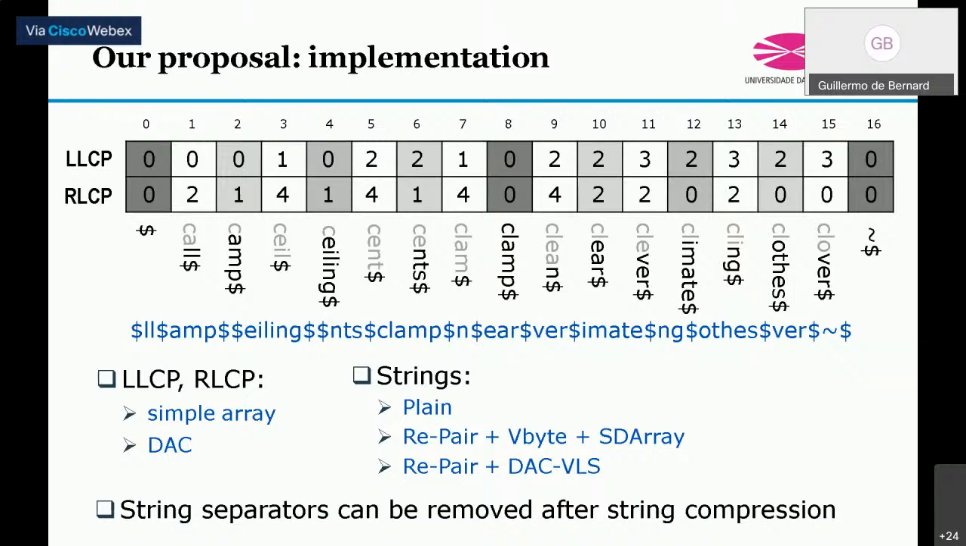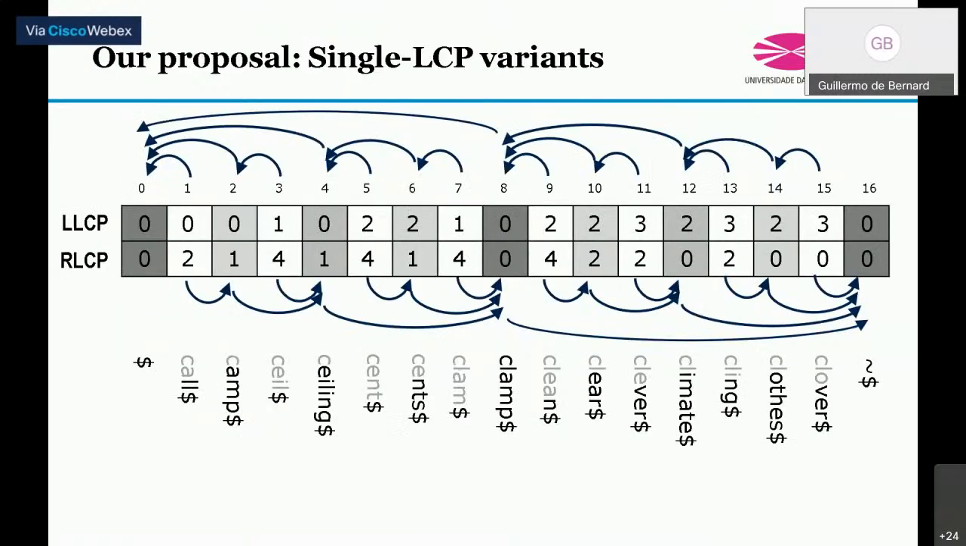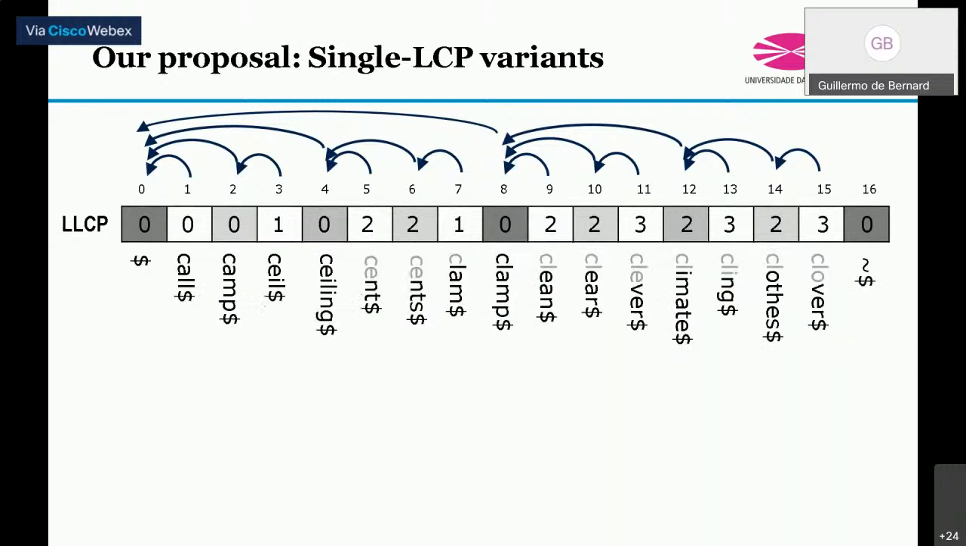There are some other variations. As I said, the string terminators can be removed with adjustments to the query algorithms. We also tested implementations where we do not have the two arrays, but we only have one. This means that we save one of the arrays, but the string tails will be longer because our prefixes will be smaller on average.